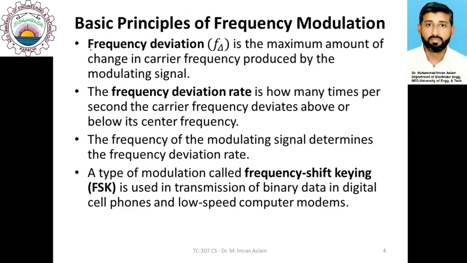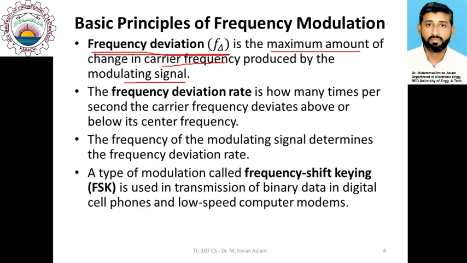As we know that the frequency would be changed when we use frequency modulation, so there is a maximum amount of change that can be created by the modulation. That maximum amount of change is generally named the frequency deviation. So frequency deviation represents the maximum change in the carrier frequency that is produced by the modulating signal.